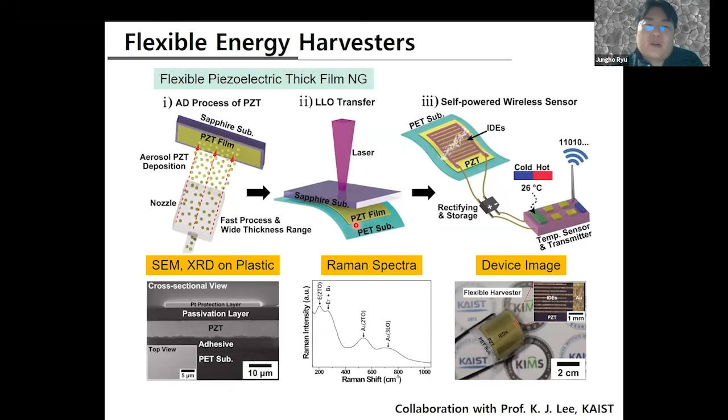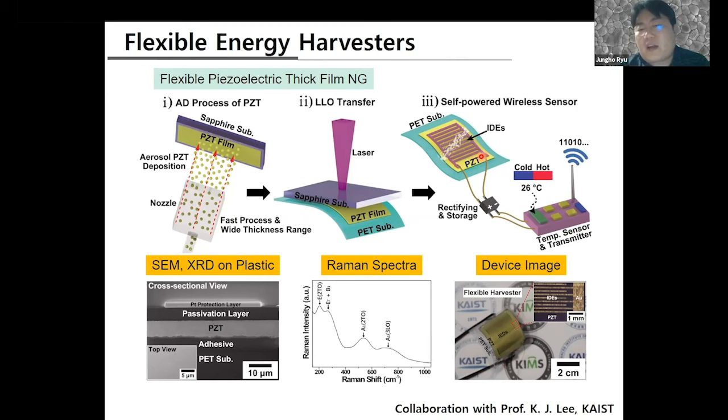We spent a couple of years on flexible energy harvesters, but at that time we could not deposit the films onto the polymer substrate directly. So what we did was spray the particles on optically transparent sapphire, and we got very dense and thick films. You can see here 7-micron thick films without any pores. Then we transferred the films to the PET polymer substrate by using a laser lift-off process. After that, we made the electrode and the passivation layers. Then this is the final device, a flexible energy harvester.